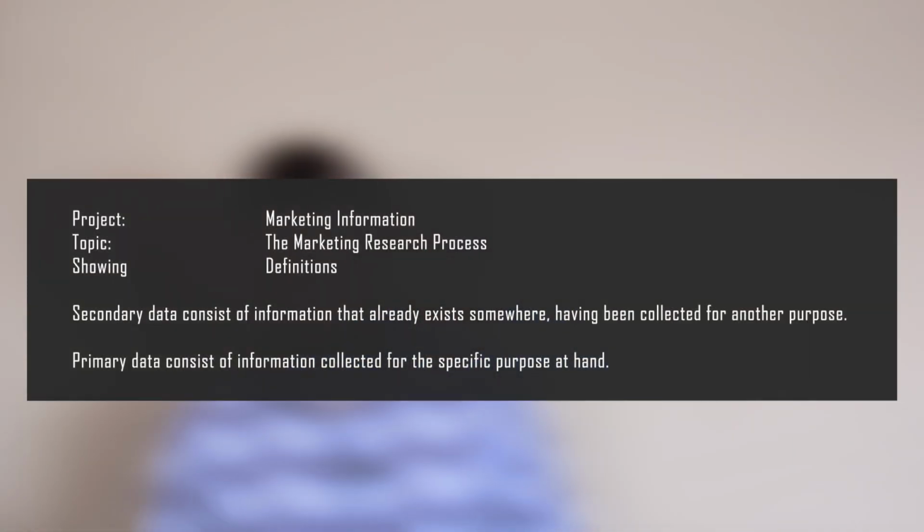To meet the manager's expectations in terms of information, the research plan would need to be designed in such a way that it would collect both secondary and primary data. Secondary data consists of information that already exists somewhere, having been collected for another purpose. Primary data consists of information collected for the specific purpose at hand.